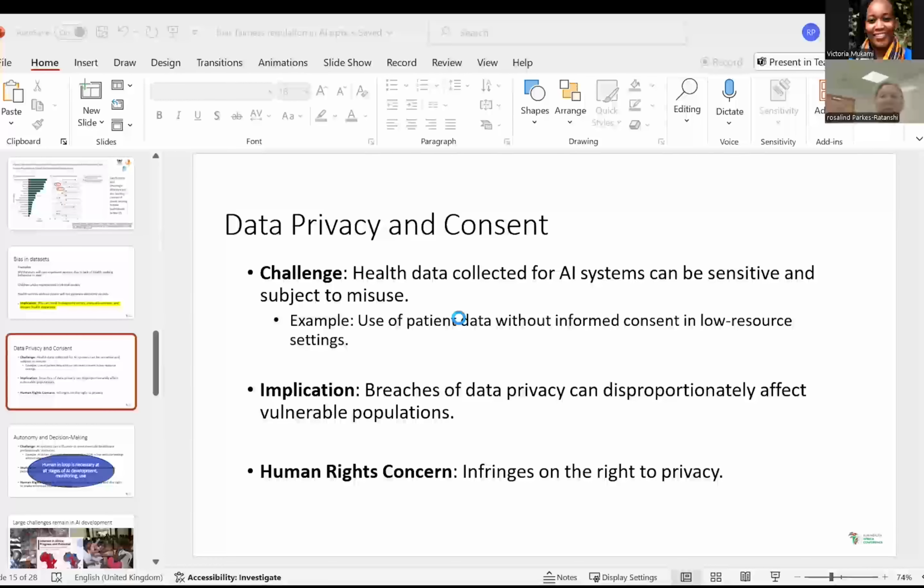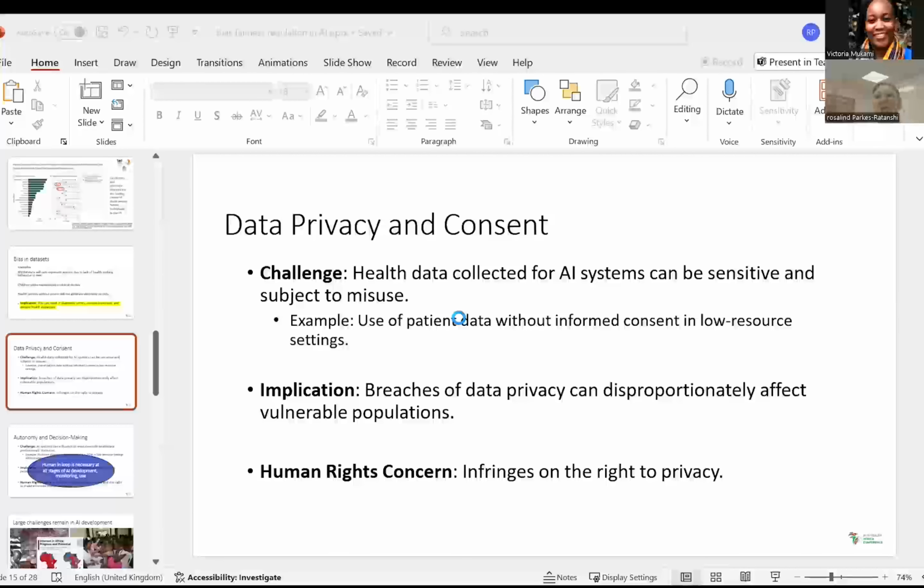So we really need to be careful that accidental breaches of data privacy, but also intentional breaches of data privacy, can cause problems, but they are also more likely to affect vulnerable populations, people that we as healthcare providers and we working in the health world should be protecting. And this is also a human rights concern. This infringes on the human's right to privacy.